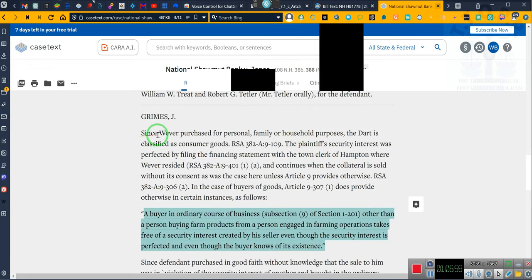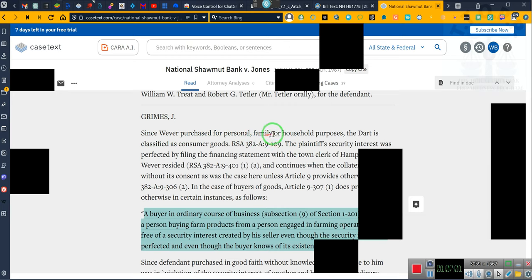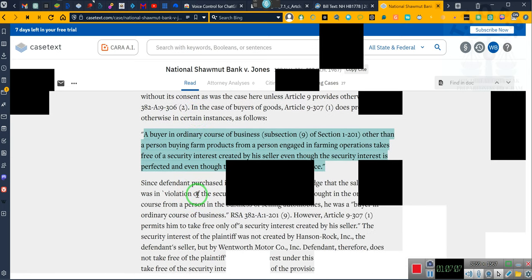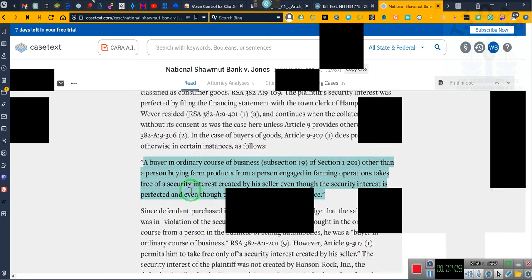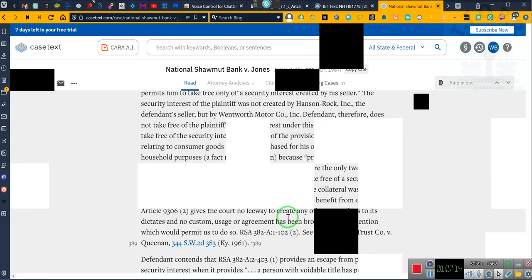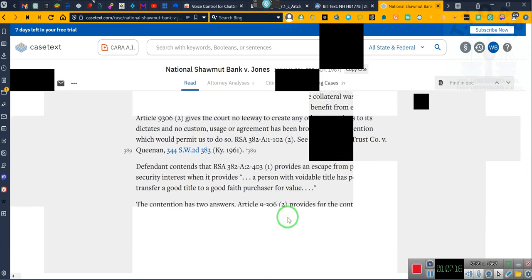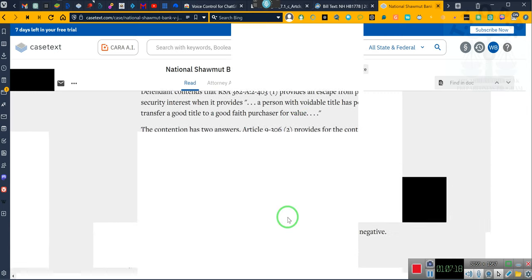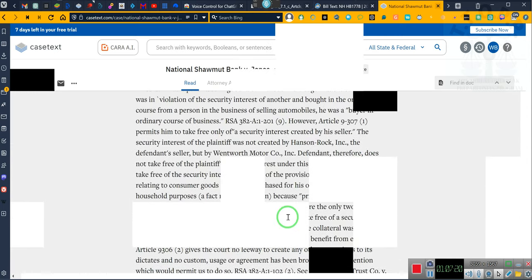Look, ladies and gentlemen, purchase for personal, family, or household purposes. He purchased his car for that. You can purchase a house for personal, family, household purposes, consumer goods, not for profit and or gain. You're exempt from taxation. That's what this case is all about, people.